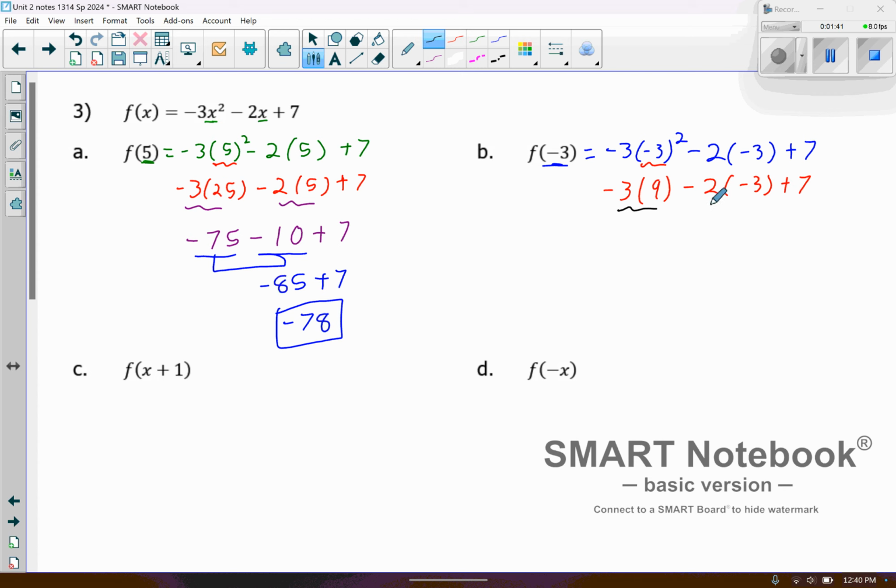Then we're going to multiply here and here. Negative 3 times 9 is going to give us negative 27. And then you have this minus 2 times negative 3. Basically, we have the double negative rule going here, so that's going to turn into a plus 6. And then we have our plus 7 right there. And then negative 27 plus a positive 6 is negative 21. And then plus 7. That should get us to negative 14.